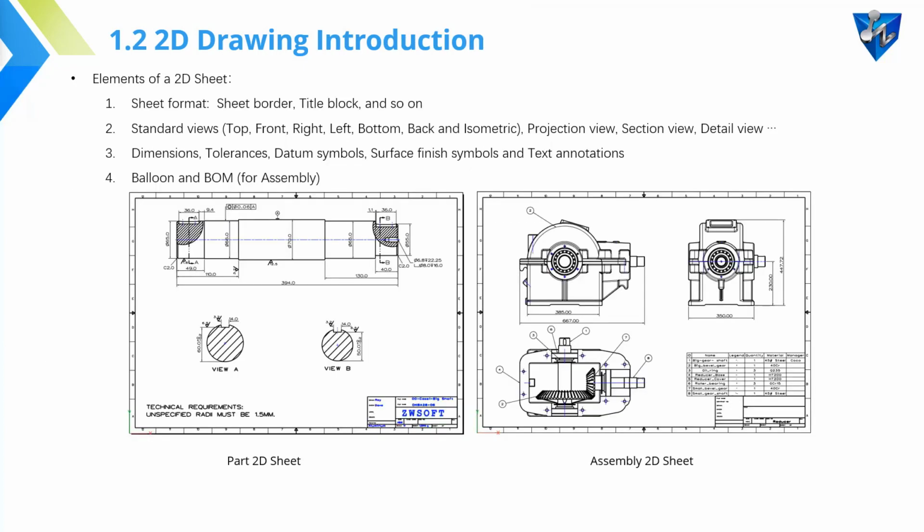After we know the workflow, how about the elements of a standard 2D sheet? Generally, it will include sheet format like sheet border, title block, and so on. And also the necessary views like the standard views, the projection view, the section view, the detail view, and also dimension annotations, and balloons and BOM for assembly. So these are the screenshots for a standard 2D sheet for part and assembly.